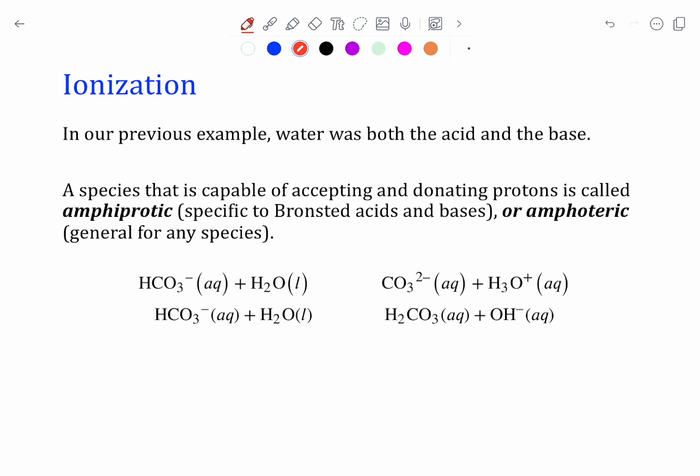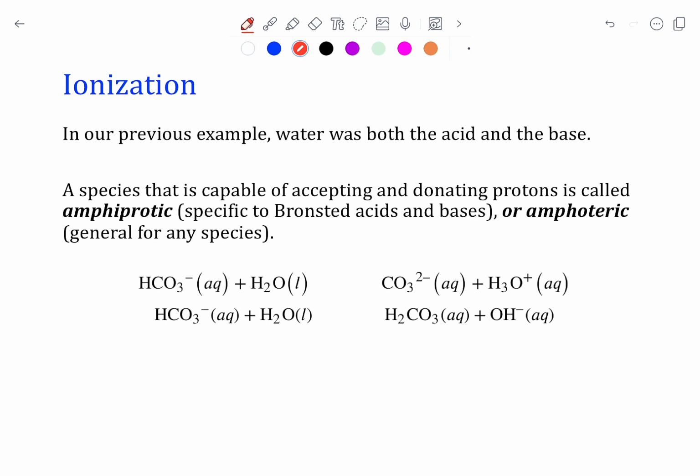So a species that is capable of accepting and donating protons is called amphiprotic, if we're talking specifically about Bronsted acids and bases, or it can be referred to as amphoteric when we're talking about any general species, and if it can accept or donate a proton. Those two words are kind of interchangeable with each other in general, amphiprotic and amphoteric. So we saw that water can act as both an acid and a base.